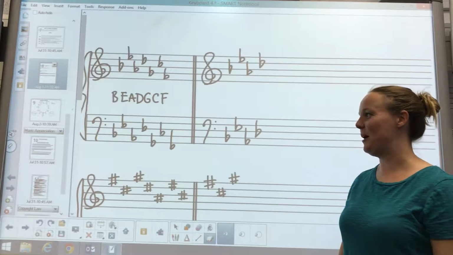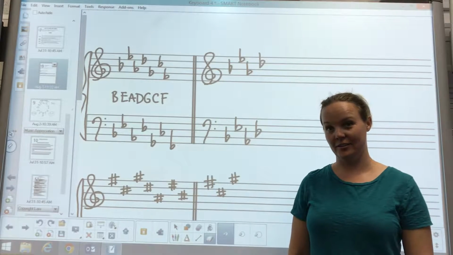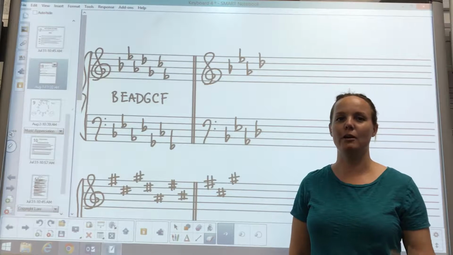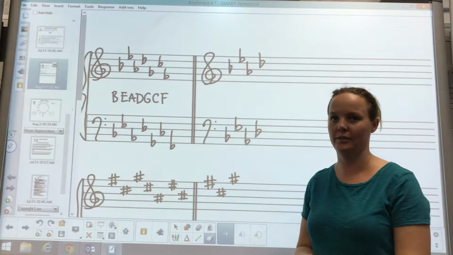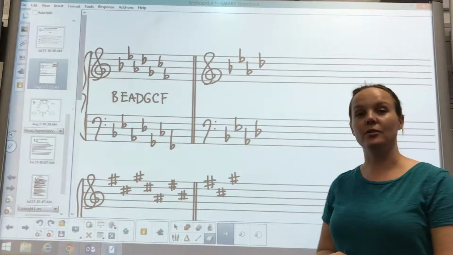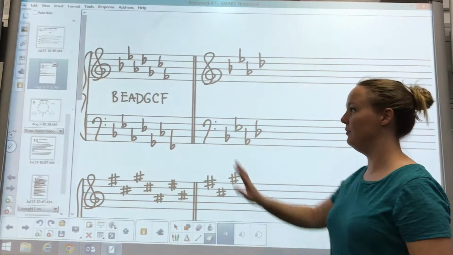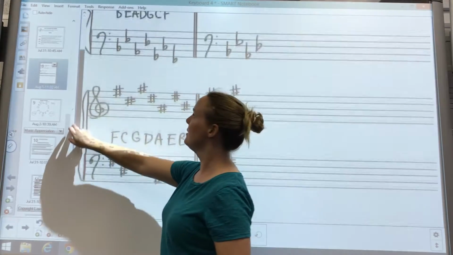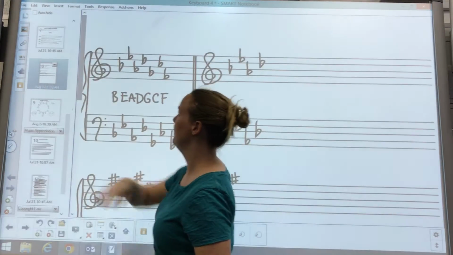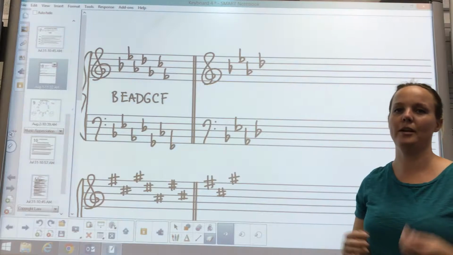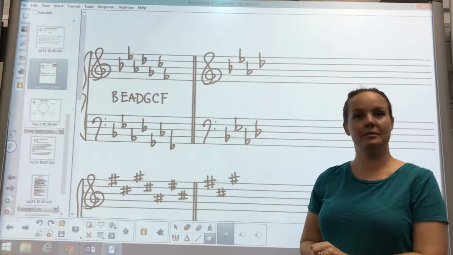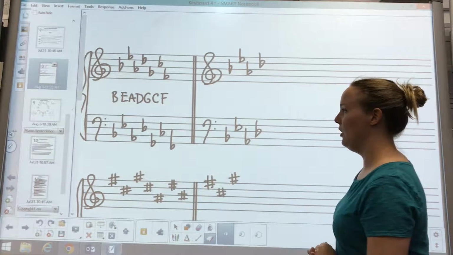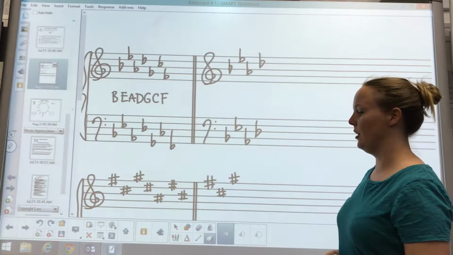So last time we talked about how to identify key signatures using the circle of fifths, and now we're going to talk about how to draw key signatures. And that will use the circle of fifths and the order of flats and the order of sharps. So these two tools, in combination with our circle of fifths, will make drawing key signatures a breeze. All right, so first let's talk about the order of flats.